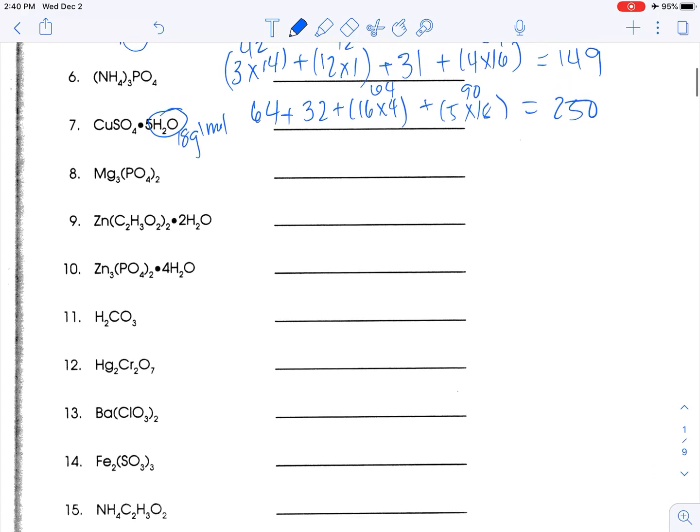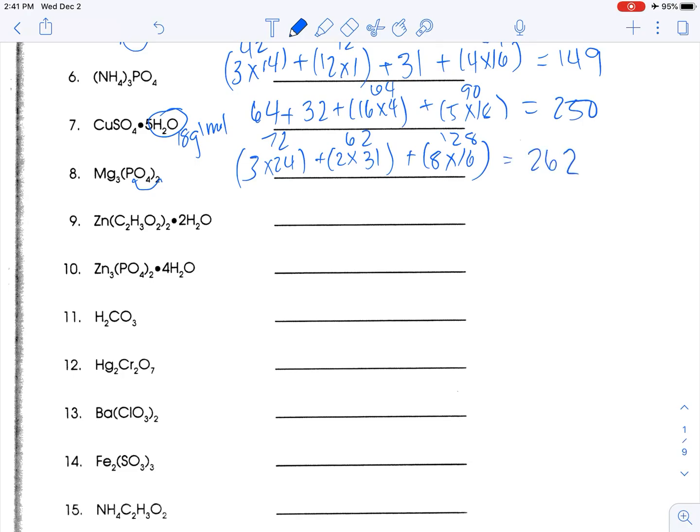Magnesium phosphate. This is a long worksheet. So 3 times magnesium, which is 24, plus 2 phosphorus. Phosphorus is 31, plus 8 times 16. 8 oxygens, each is 16. 24 times 3 is 72. 31 times 2 is 62. And 8 times 16 is 128. Add them up. 262 grams per mole.